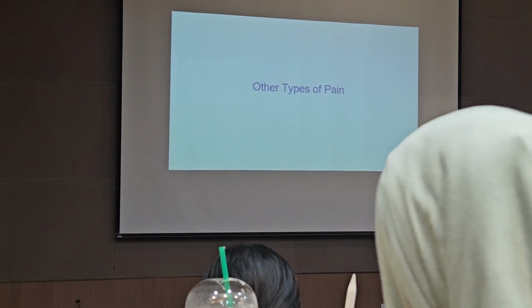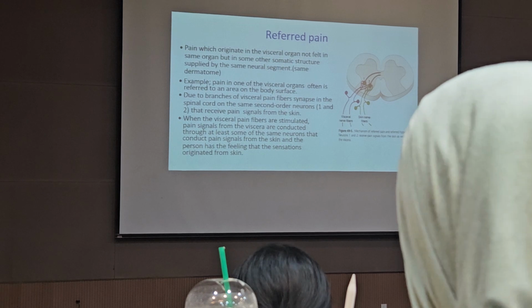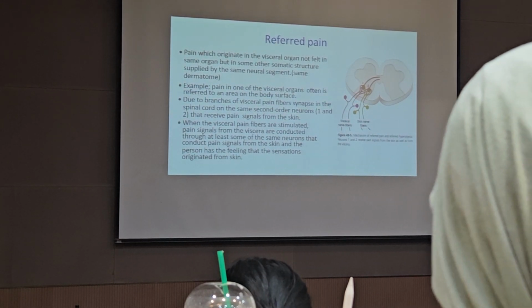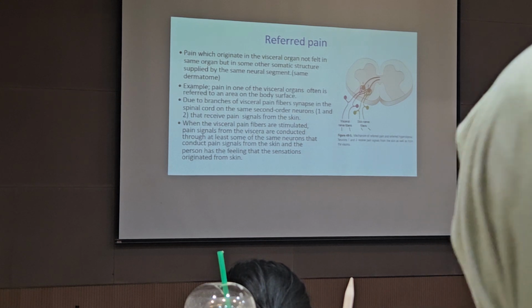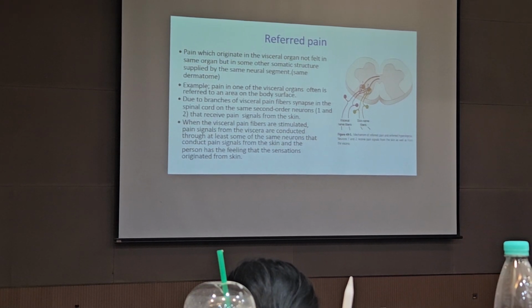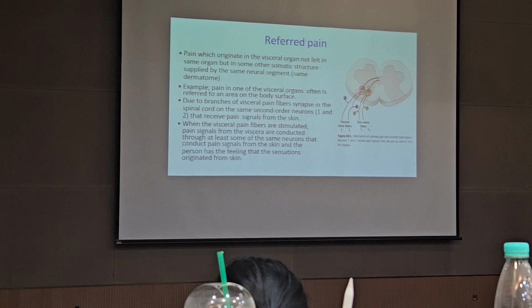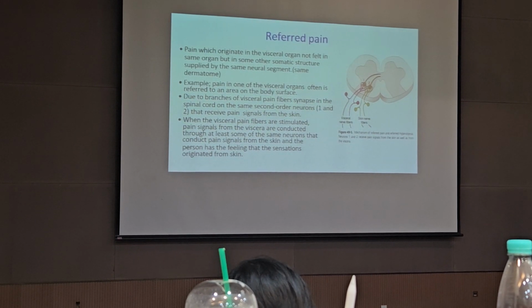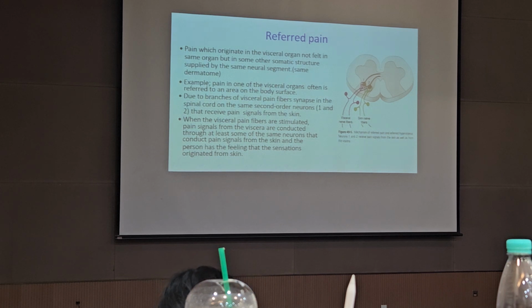So we have another type of pain. Just now slow pain and fast pain, right? Slow pain is coming from the internal organ. So that internal organ can create some kind of referred pain. Referred pain, according to its terminology, means coming from somewhere, but the pain is felt in another area.